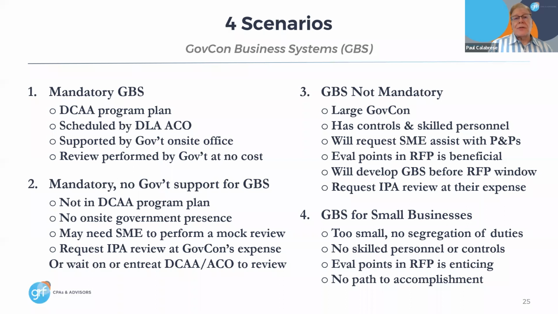These large entities may ask an SME, a subject matter expert, to help them perform a mock review or do some consulting work. But whoever does consulting, if you help with consulting, you can't audit it. Though a lot of firms can do both audits and consulting, they can't do both because of the rules of independence. And they may request an IPA, an independent public accounting firm, to review the GovCon situation, at their own expense.